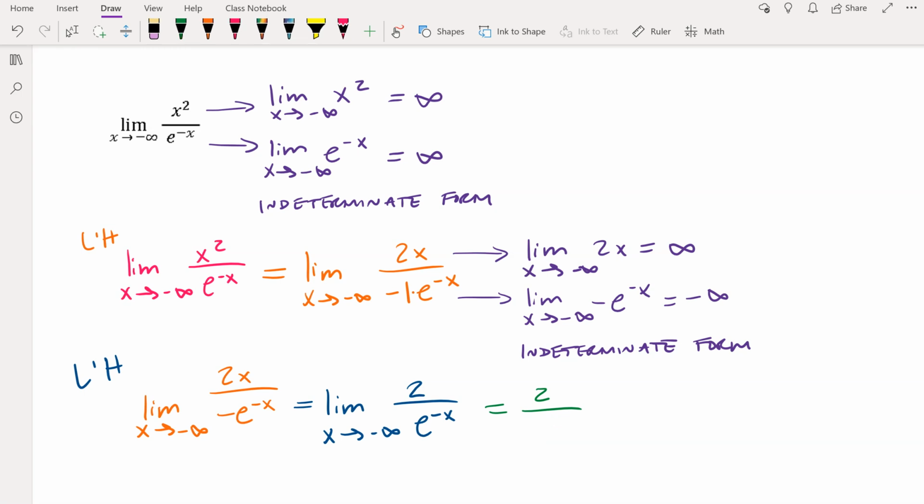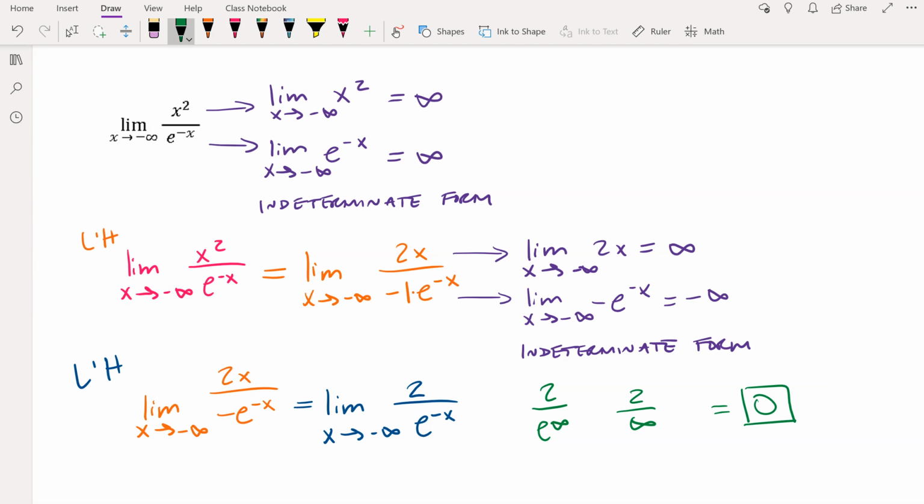And e to the infinity goes to... I don't like to write equals here because we're kind of just imagining. So we have 2 over e to the infinity. We're thinking about what that looks like. E to the infinity goes to infinity. So this is kind of like 2 over infinity. Anything divided by infinity is going to be 0. That's our answer. Boom. Done.